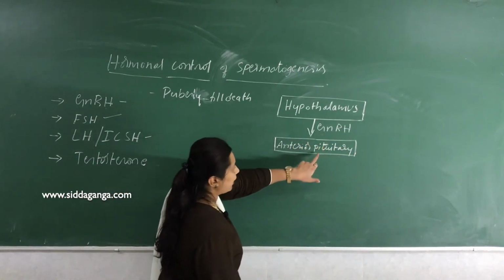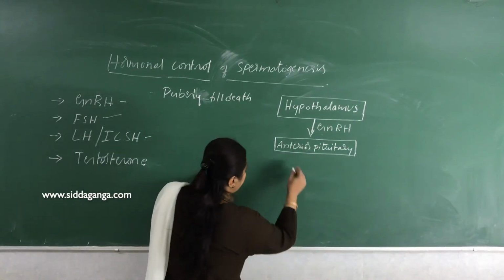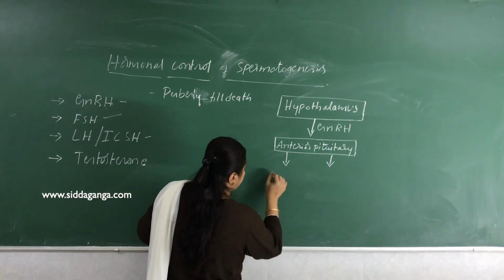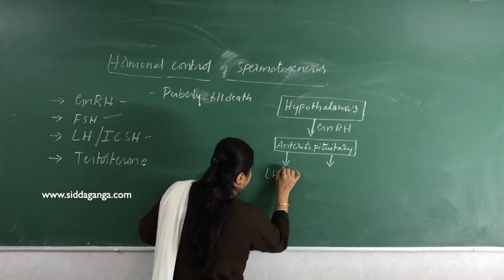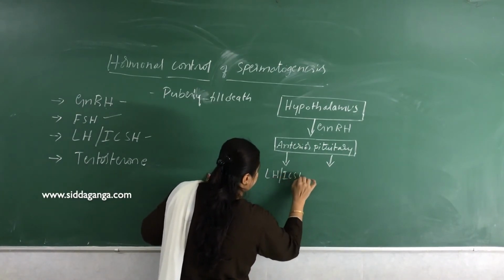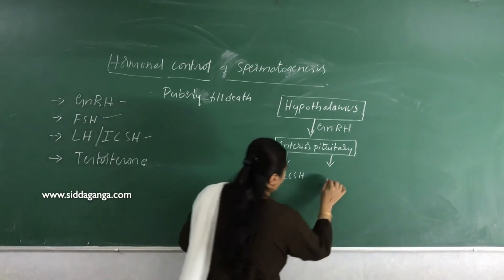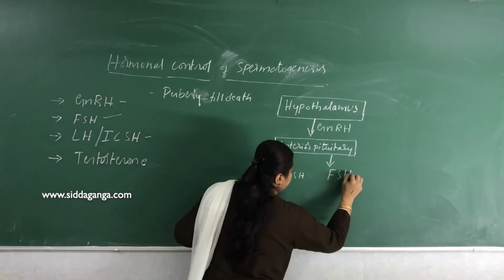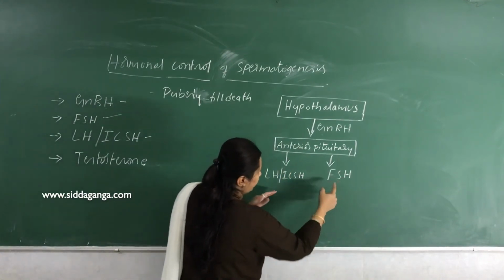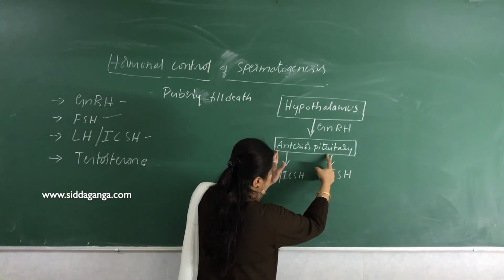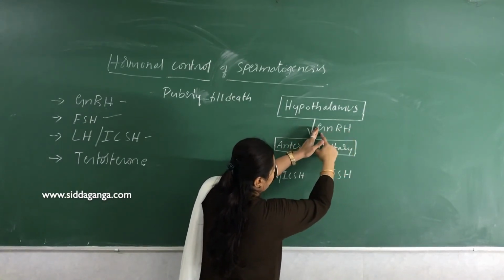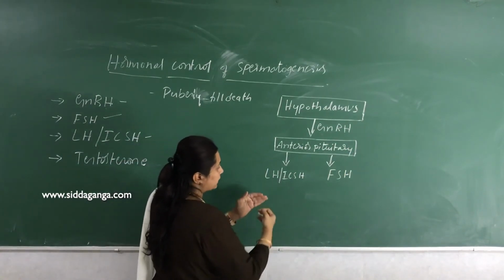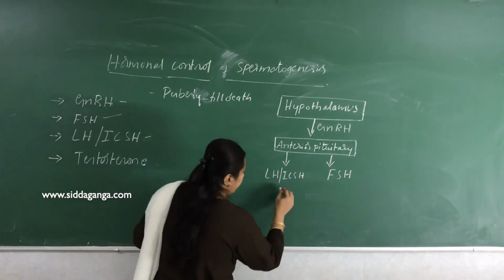It acts on the anterior pituitary and stimulates it to release gonadotropins. The gonadotropins are LH, also called ICSH, and one more is FSH. Both these hormones are released by the anterior pituitary under the influence of which hormone? Gonadotropin releasing hormone. Now the target cells for these hormones in the testis.